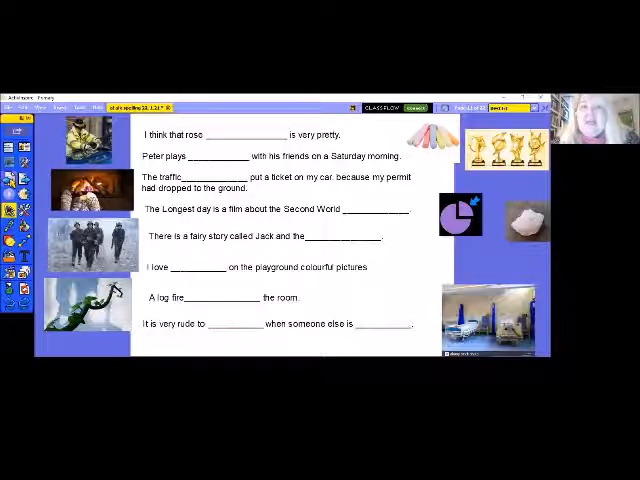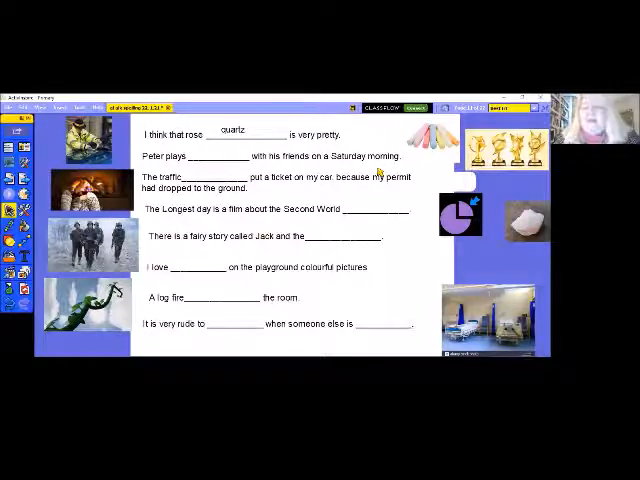Okay, so let's read this first sentence. I think that rose something is very pretty. What word is going to go there? Yes, it's rose quartz. Can you spell quartz? You can either write that down, or you can actually say it out loud for yourself now. So rose quartz. Should we have a look at rose quartz? There we are. I'm going to just put it there so we can see them. Rose quartz. Did you spell it correctly? Good.